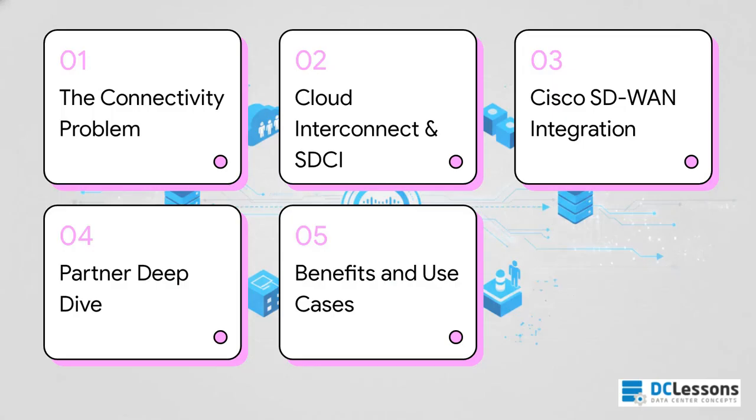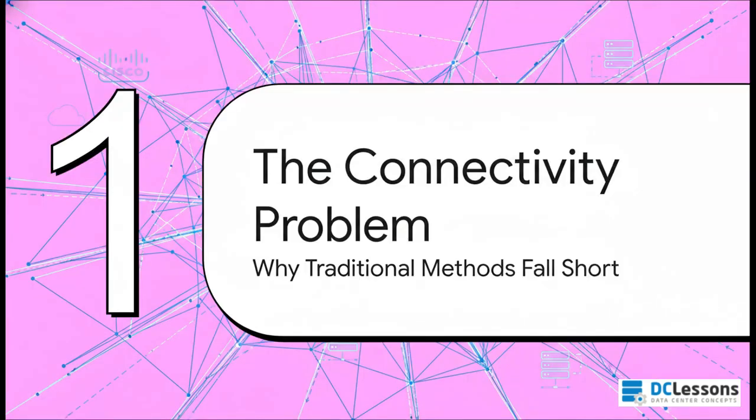All right, here's what we've got on tap. First, we're going to lay out the core connectivity problem that, let's face it, we're all dealing with. Then, we'll introduce Cloud Interconnect and its smarter cousin, SDCI, as the answer. After that, we'll get into the good stuff, how Cisco SD-WAN layers on top to bring intelligence and automation. We'll do a quick deep dive into two key partners, Megaport and Equinix, and then we'll wrap it all up with the most important part: how this stuff actually works in the real world. Okay, let's jump right in.